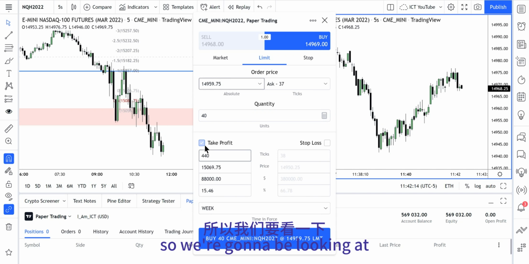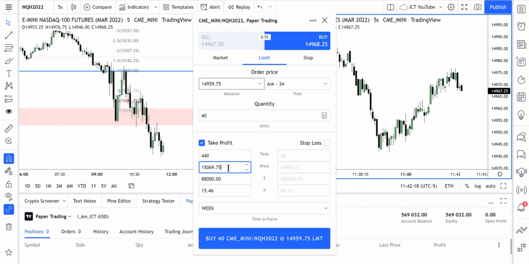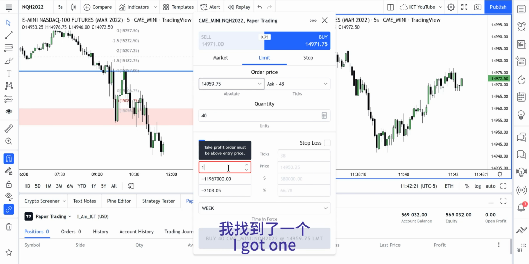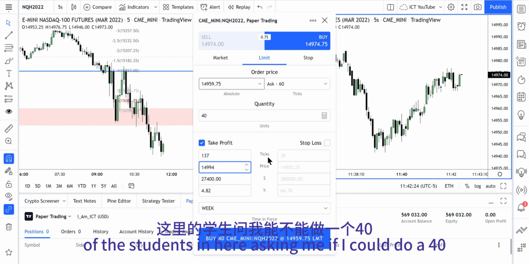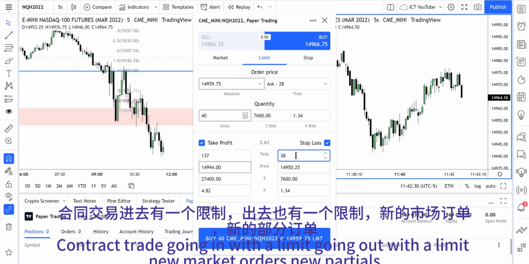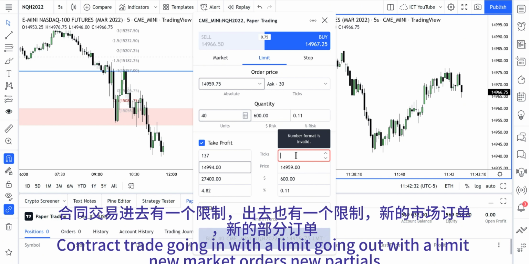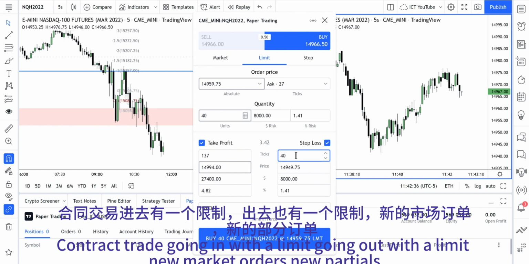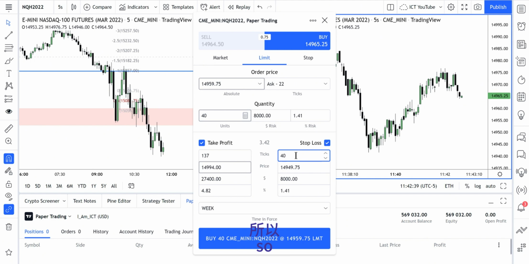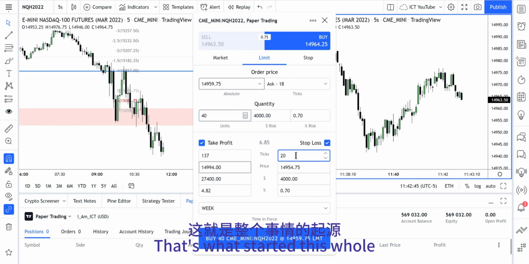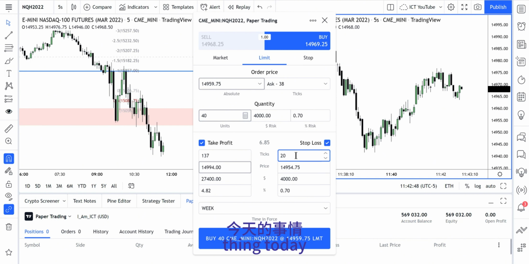All right, so we're going to be looking at an example. I got one of the students in here asking me if I could do a 40 contract trade, going in with a limit, going out with a limit, no market orders, no partials. So that's what started this whole thing today.